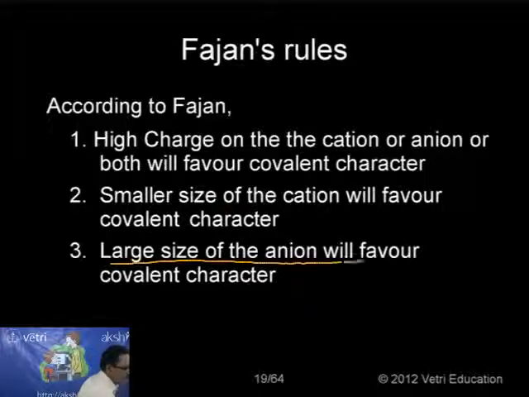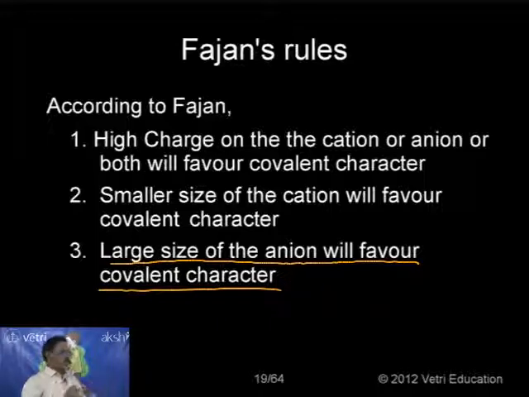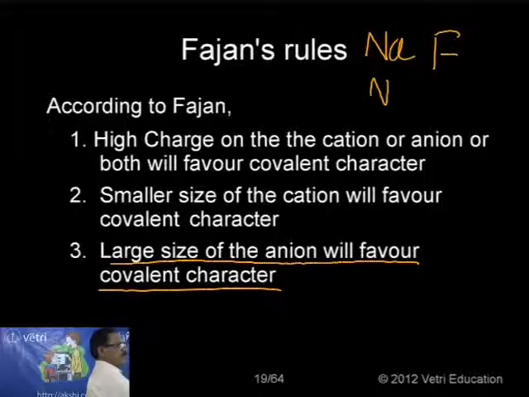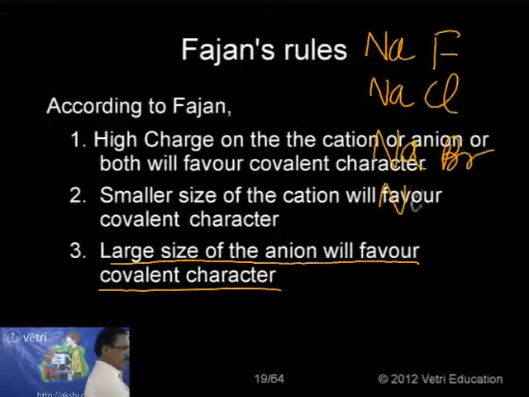Large size of the anion will favor covalent character. I can now take a specific example, large size of the anion. What I will do now is keep the cation common: sodium fluoride, sodium chloride, sodium bromide and sodium iodide.